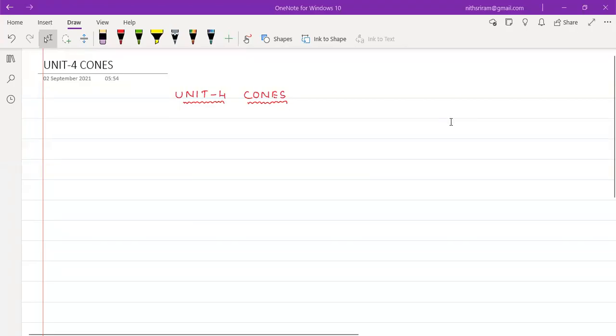Hello students, today I am going to start unit 4, that is cones. So first, coming to the definition of cone. Definition.